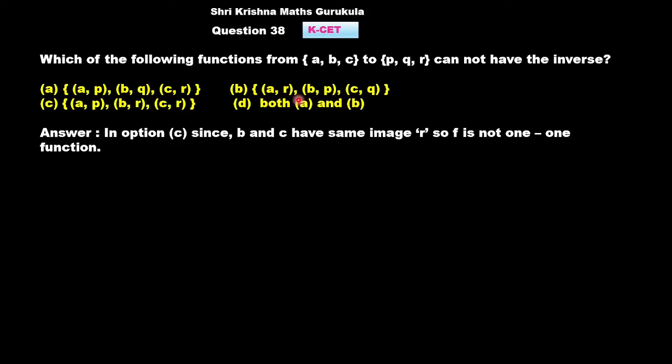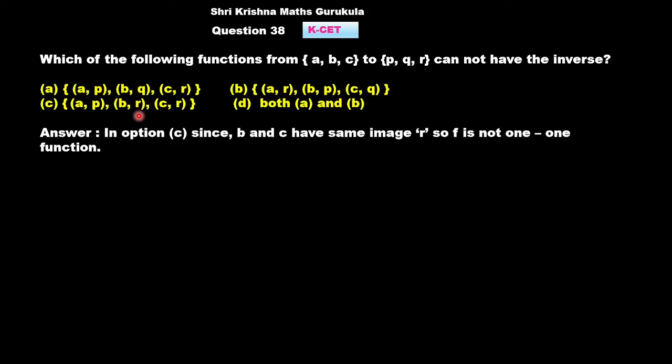Now let us check for onto. What is the condition for a function to be onto? P, Q, R. All the elements of the codomain set should have pre-images. Look at this. Here, P, Q, R, all three have pre-images. So this is a function which is onto also. This is a function which is both 1-1 and onto. So it is bijective, hence the inverse for this function exists. Now look at the options. A has an inverse, B also has an inverse, and option D says both A and B cannot have the inverse. That is not true. Both A and B have inverses. So our right answer is option C.